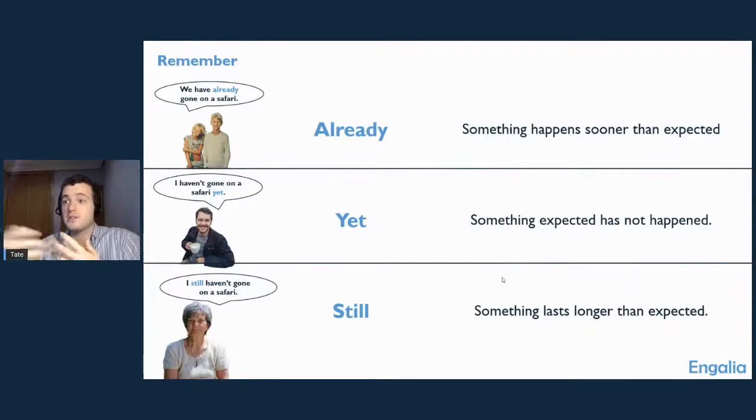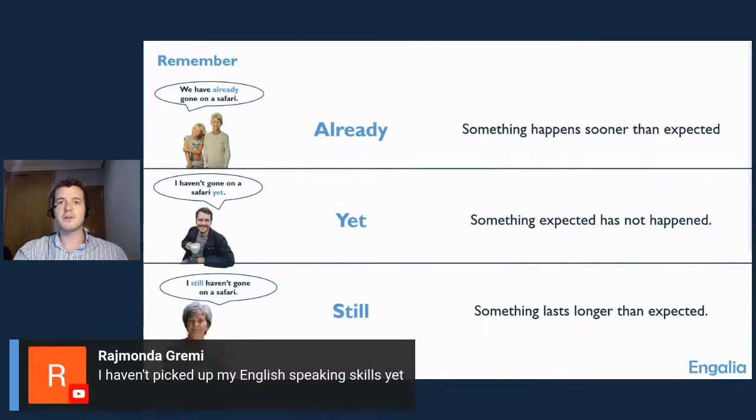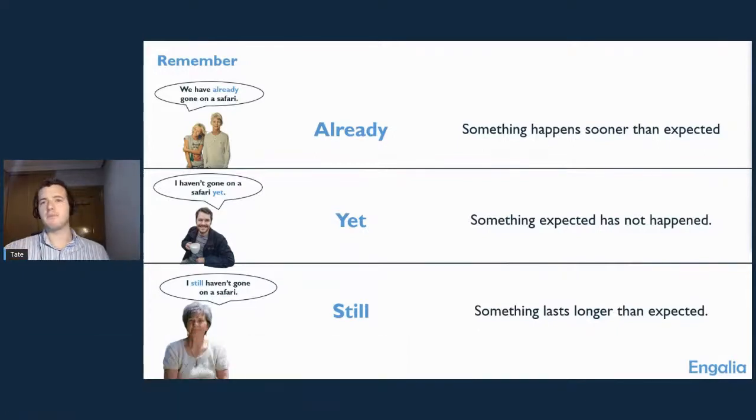So when Raimonda says, I haven't picked up my English speaking skills yet, right? When Raimonda says this, that implies that she will in the future. And with still, we show that something lasts longer than we expect it to last, right? So very good. If you have any questions, then you can always post them as a comment to this video and I will see it later. But for now, we'll go ahead and get to the end of this lesson here.